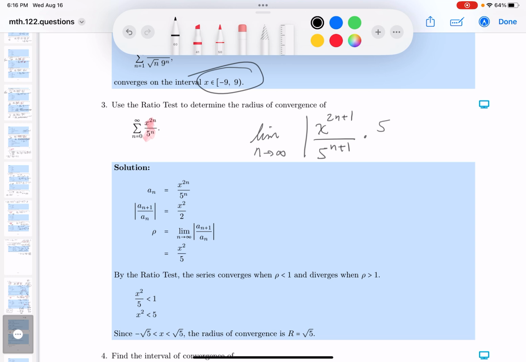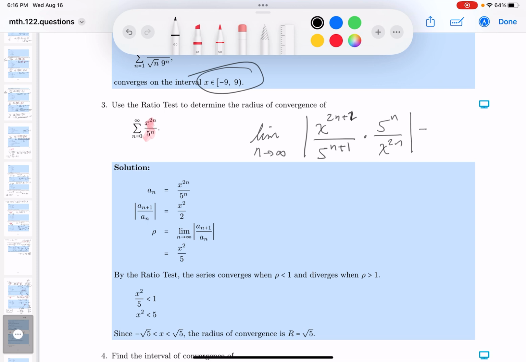So 5 to the n over x to the 2n. I think I made a mistake there. It's 2n plus 2. Let me make sure I'm saying that. 2 times n plus 1, 2n plus 2. Sorry about that. Absolute value.